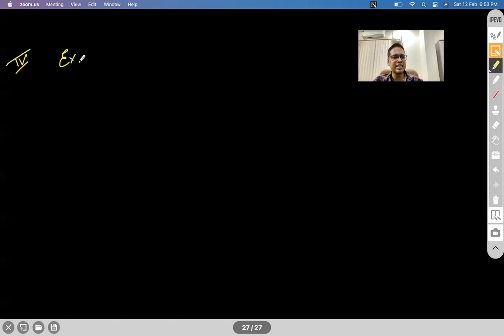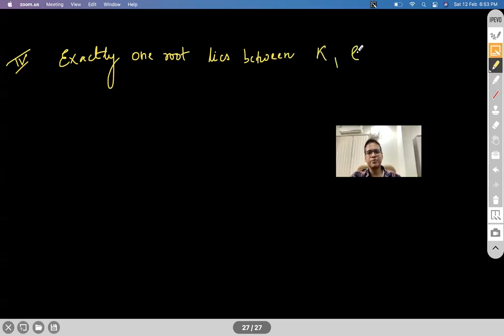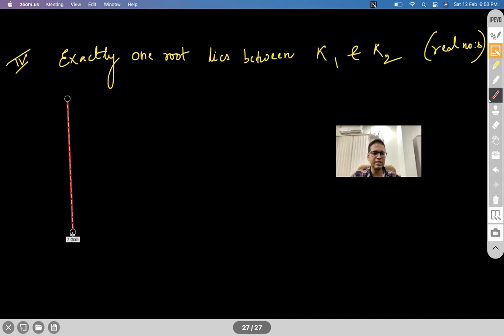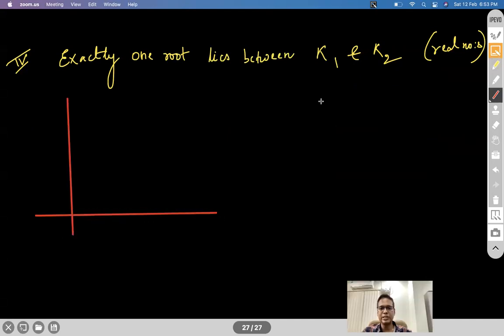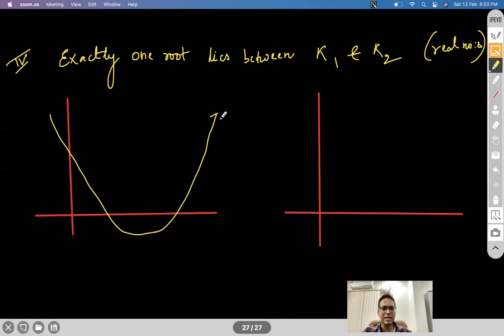Fourth situation is exactly one root lies between two given numbers, K1 and K2. Two given real numbers, K1 and K2. Let's try to write down this situation. Let's try to analyze this situation. So what conditions universally will work for both the types of parabola, irrespective of whether they open upwards or open downwards?